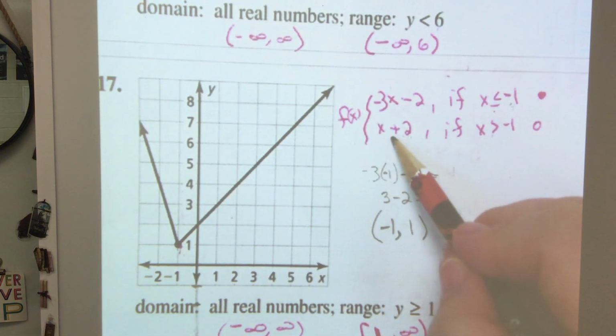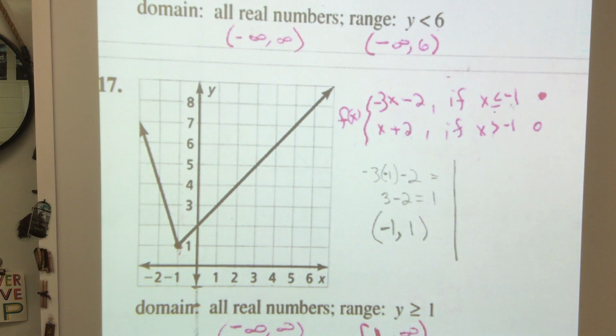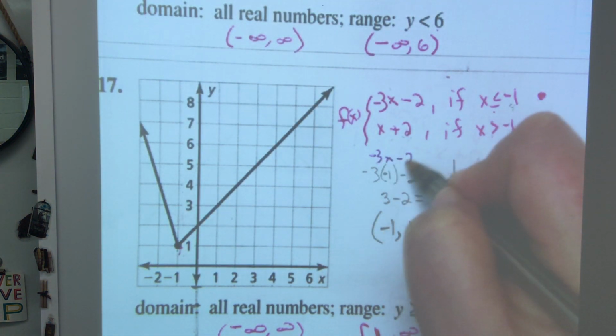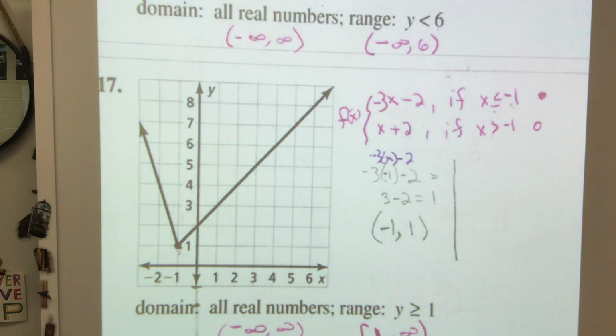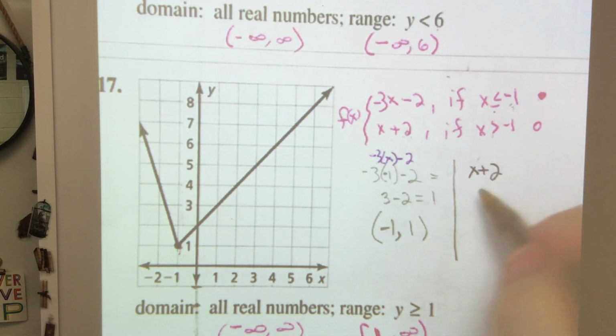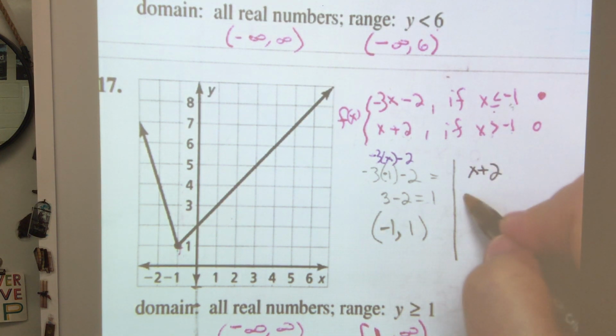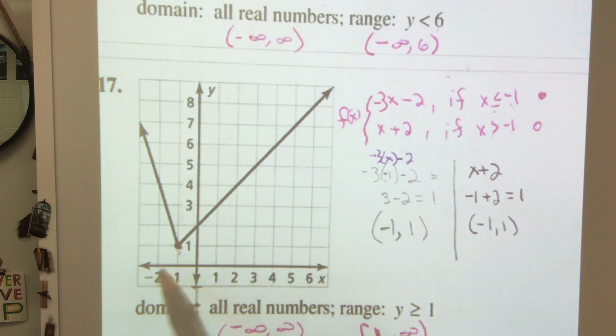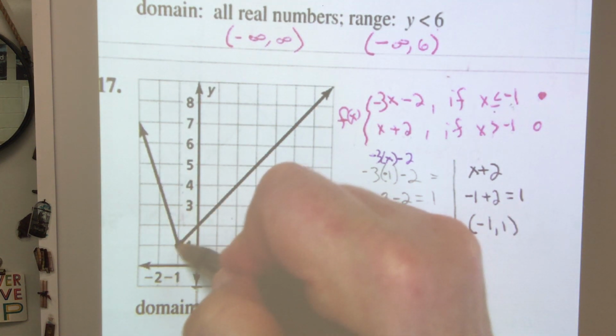I can do the same thing with the next one, x plus 2. And let me write above here that this was -3x minus 2, so you know where I got that. And then I have x plus 2, if x is greater than -1. I plug in my -1, so -1 plus 2 equals 1. So again, my point is -1, 1. And if they overlap each other, you go with the solid dot.